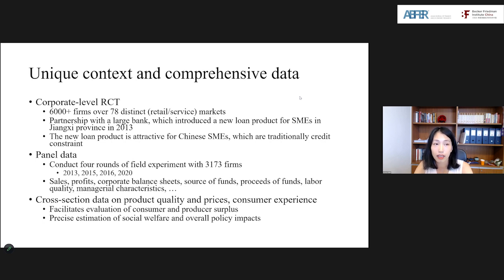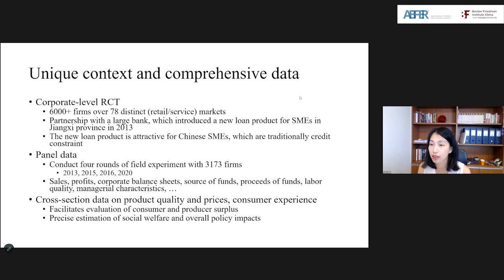I'd like to highlight that there's a very unique context for this corporate RCT. We have come across a lot of household level RCTs when it comes to evaluating access to finance. But this paper is one of the recent RCTs that randomizes at the corporate level. It tracked 60,000 plus firms over 76 distinct markets. So this is a very impressive randomization, and a partnership with a large bank, which introduced a new loan for small and medium enterprises.